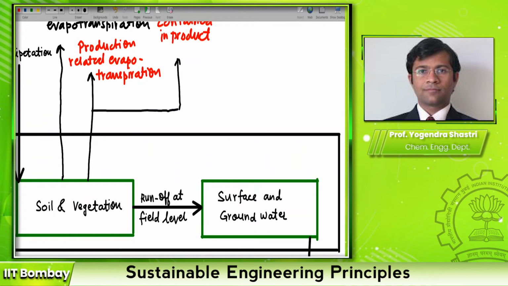Now let us try to understand what happens to the water that is part of surface or groundwater. Now if you talk about agriculture, for example, when we do irrigation, we dig up wells. In most cases we dig up wells and take out water from underground aquifers. So that is part of the groundwater. Now some of that water, if it is used for irrigation, it will again be part of what is known as production related evapotranspiration.